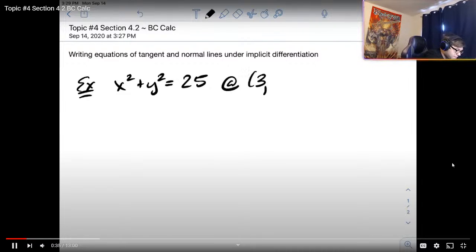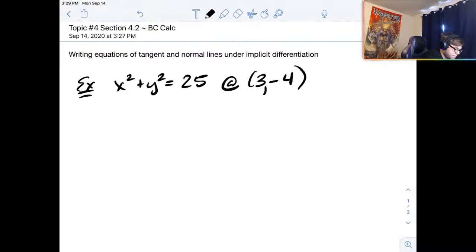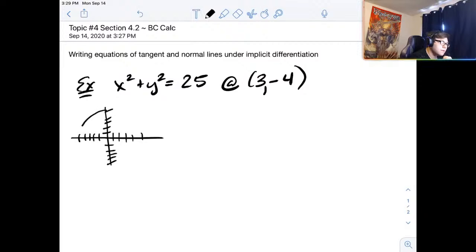Everyone knows that this equation makes up a circle that is centered at the origin and has a radius of 5. So if I could just draw you a picture really quickly: 1, 2, 3, 4, 5, in each direction. The circle goes something like this. This circle is made up of an infinite number of tiny little points, right? And if you go over to the point 3 comma negative 4, that point is in fact on the curve.